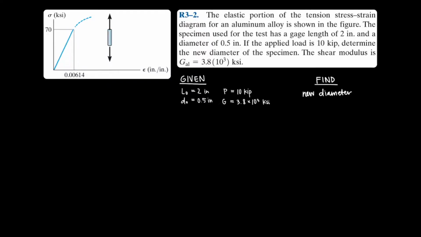Before we begin solving for anything, let's use the given-find-solution format to determine what information we're given and what we need to solve for. We're given the gauge length, also known as the initial length, of the specimen, which is 2 inches. We have the initial diameter, which is 0.5 inches. The applied load P is 10 kips, and the modulus of rigidity is 3.8 times 10 to the third KSI. We need to find the new diameter of the specimen after it undergoes tension.